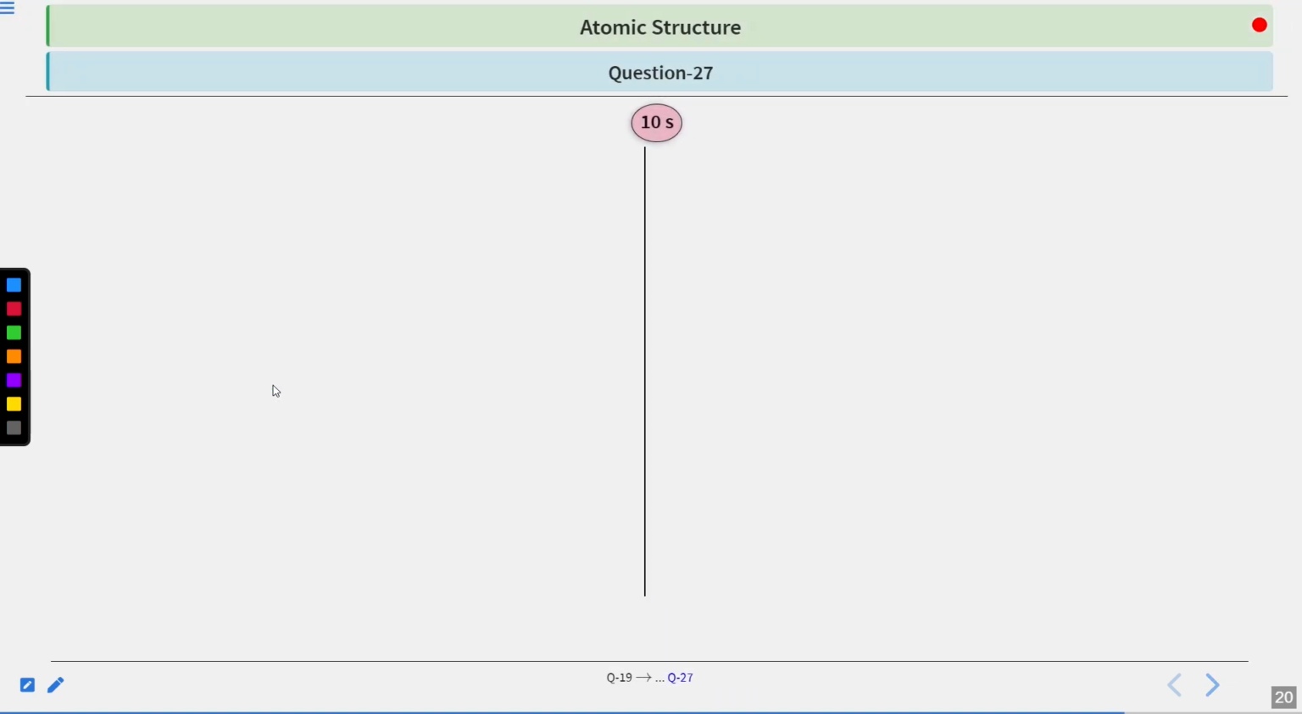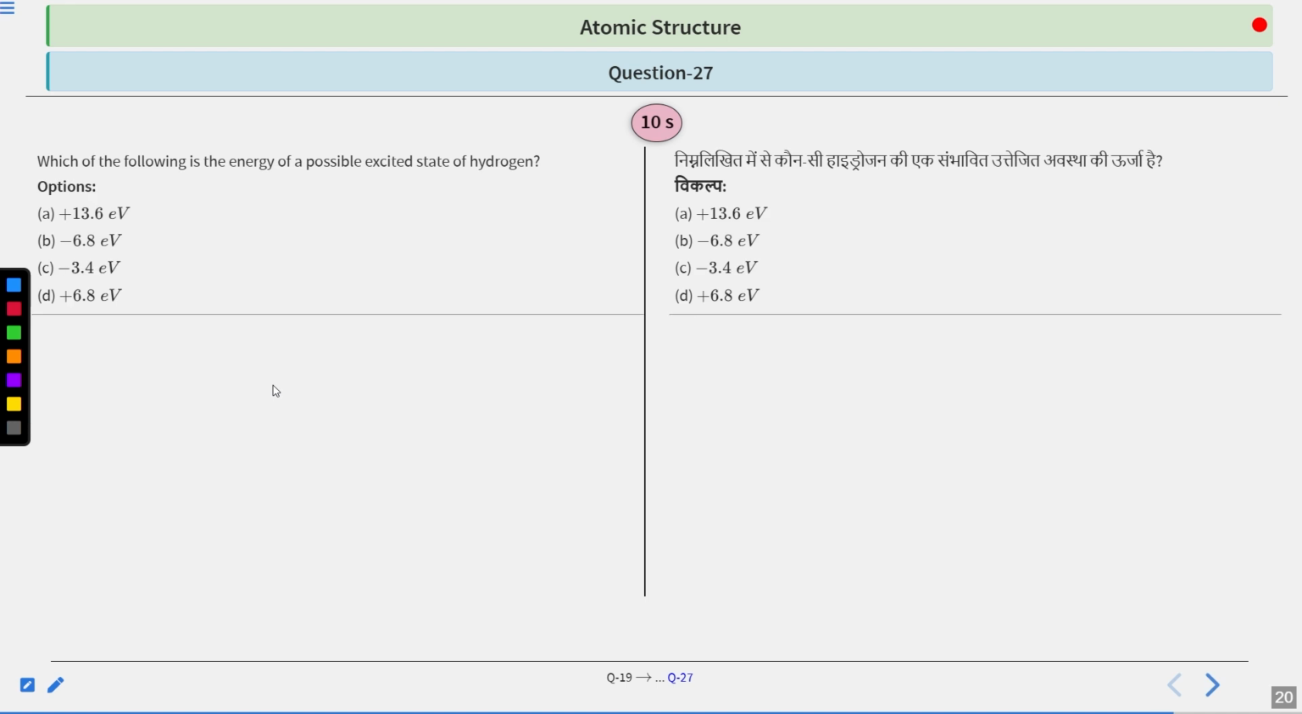Question number 27 says: which of the following is the energy of a possible excited state of hydrogen? Your options are A, 13.6 electron volt, option B, minus 6.8 electron volt, option C, minus 3.4 electron volt, and option D, plus 6.8 electron volt. So you have 10 seconds to solve this question. Your time starts now.